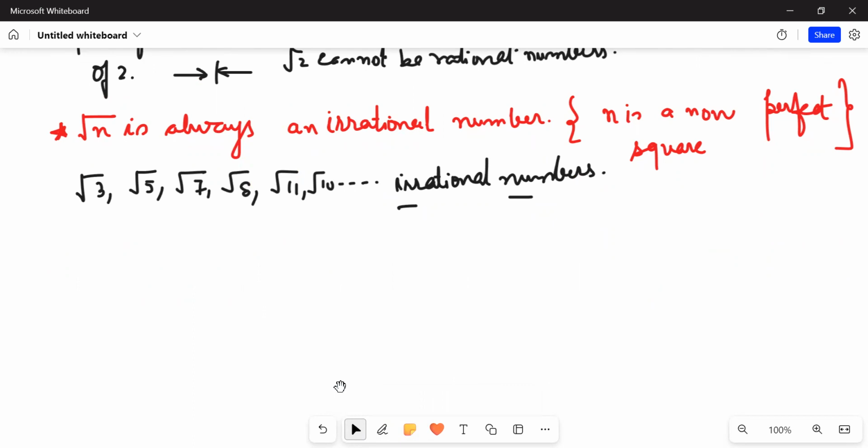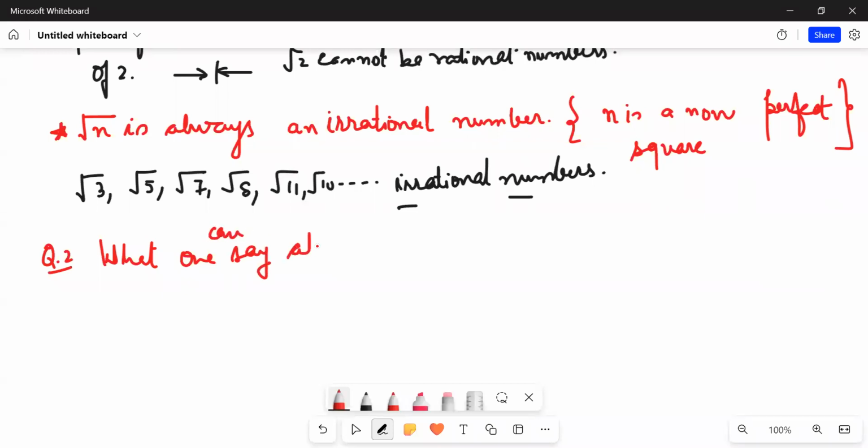Now I'm going to give you another question. Let's see how many of you can follow that particular question. We have to prove, question number 2: what can one say about log 2? Is it a rational number or is it an irrational number? What is it? Okay, so let us first think about it.